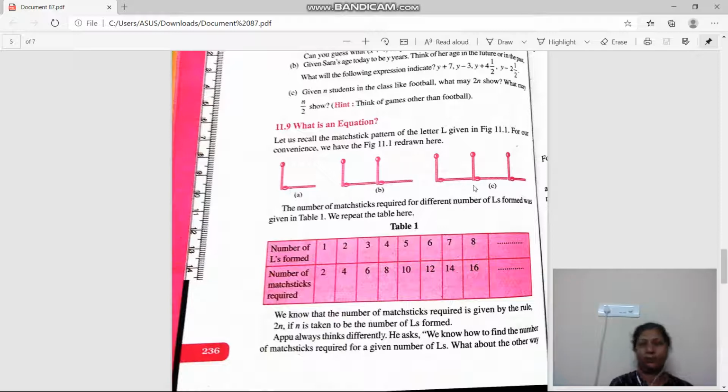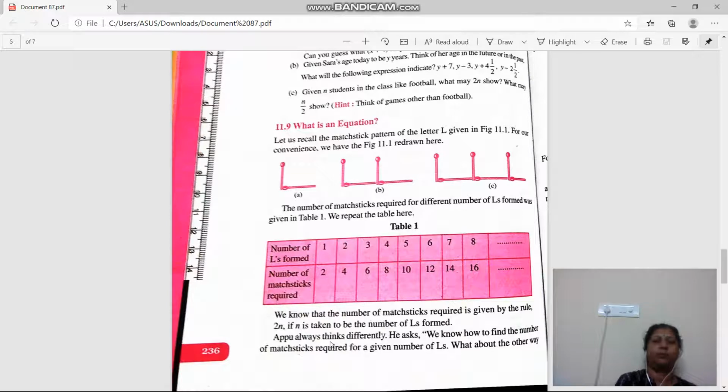Once again it is drawn here. The number of matchsticks required for different Ls formed was given in table 1. We repeat the same table here. For 5 Ls we have to arrange 10 matchsticks. For 8 Ls we have to arrange 16 matchsticks. We know that the number of matchsticks required is given by the rule 2n, if n is taken as the number of Ls formed.